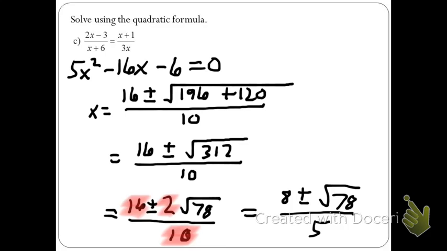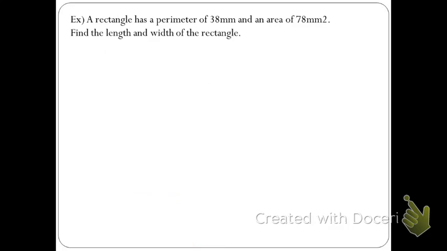All right, word problem next. A rectangle has a perimeter of 38 millimeters and an area of 78 square millimeters. Sorry, I forgot to make the units here all pretty, but that's supposed to be millimeters to the second power right there, square millimeters. We're going to use the perimeter and area of a rectangle to be able to find out what the length and the width of the rectangle are.